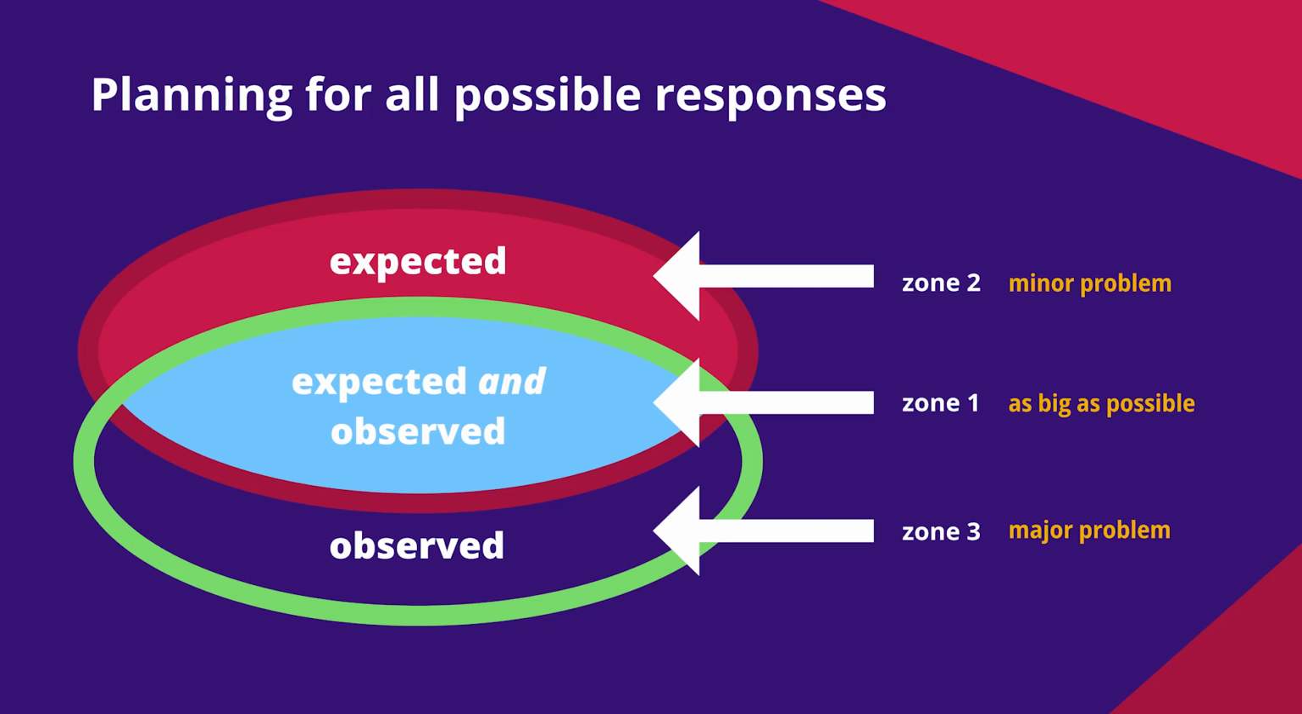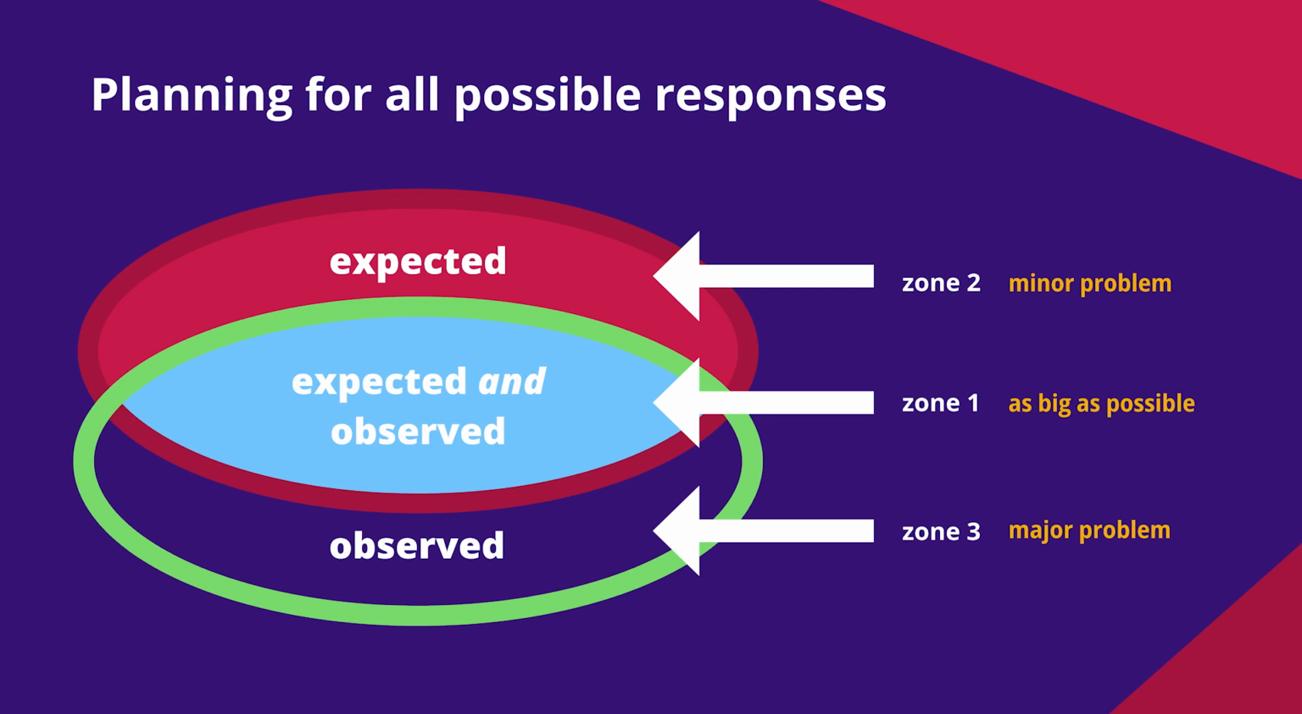Of course, sometimes we expect students to respond in certain ways and they don't. And that's zone 2. And that means we've wasted perhaps a little bit of time writing a mark scheme for a solution that doesn't appear. But that's no big deal, really.